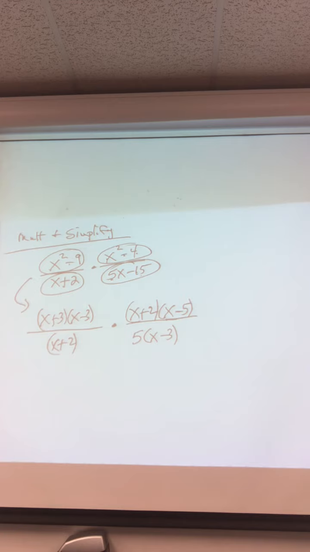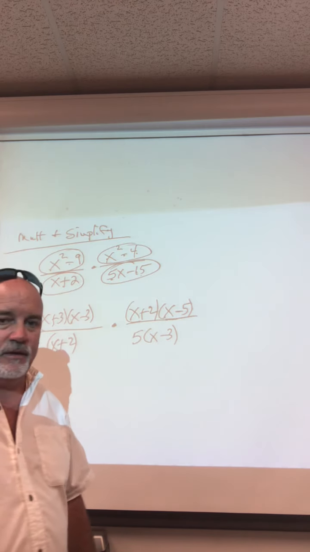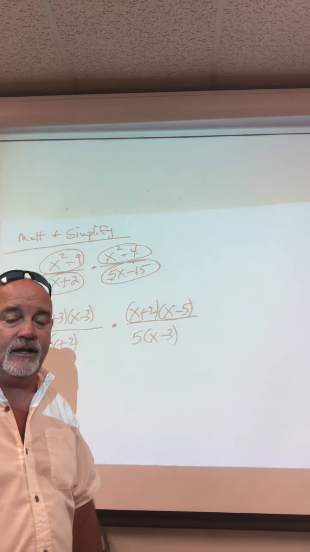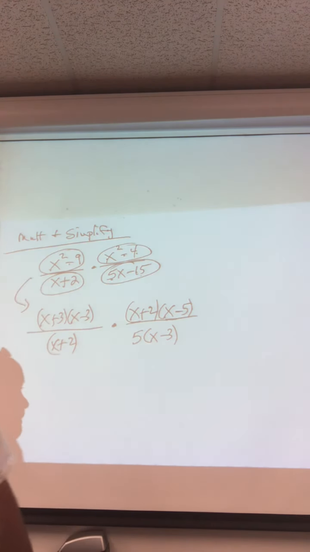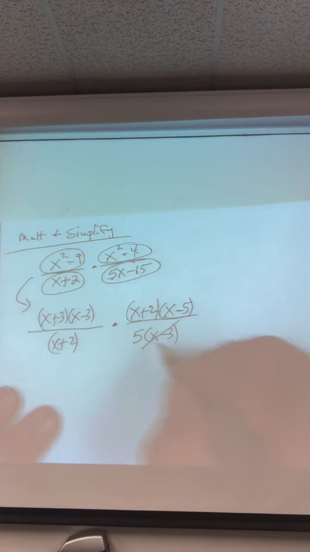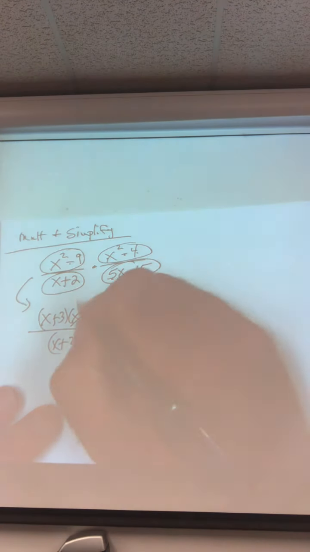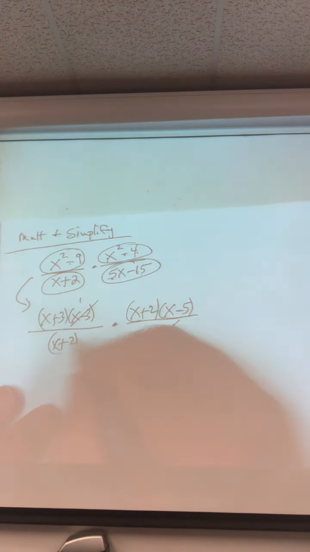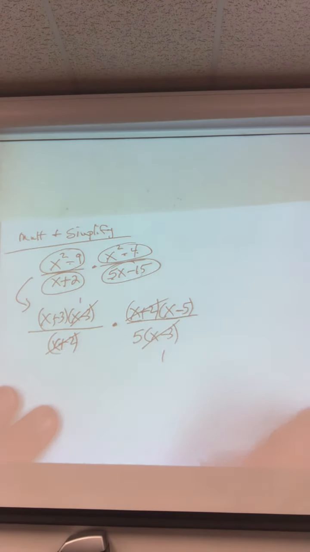Now, I want you to know, all I did going from here to here was factor. Have we already covered factoring? Yes. So going from here to here is not anything new. The only new part is canceling. Watch how simple this is. This x minus 3 cancels with that x minus 3, and it leaves 1s. This x plus 2 cancels with that x plus 2, and leaves 1s.